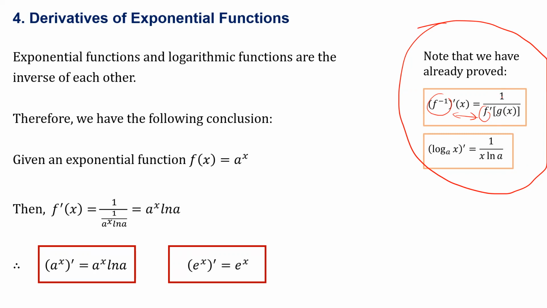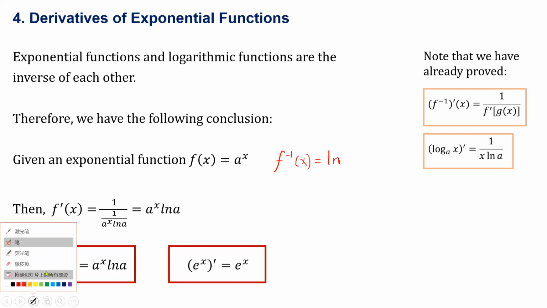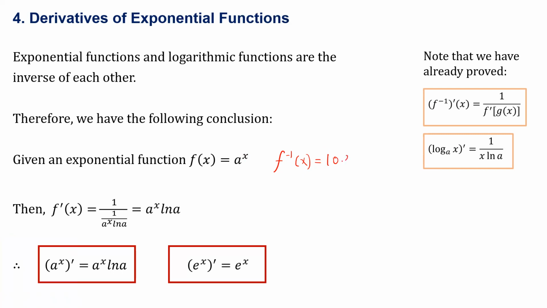This new function is reciprocal, right? We can use this conclusion here to find the derivatives of the exponential functions, because exponential functions and logarithmic functions are the inverse of each other, right? Therefore, we have the following conclusion. Given an exponential function, f(x) equals a to the power of x. Note that the inverse of this function is actually log base a of x, right?